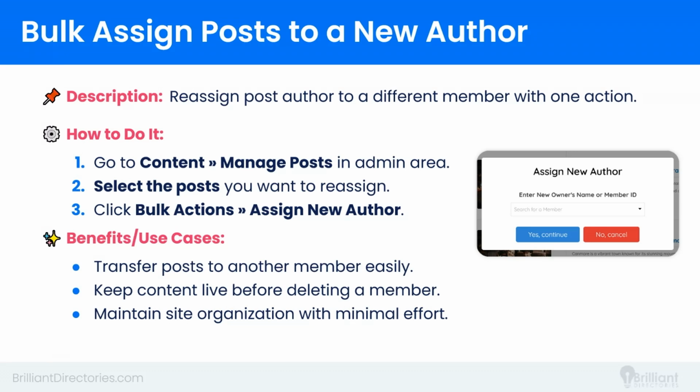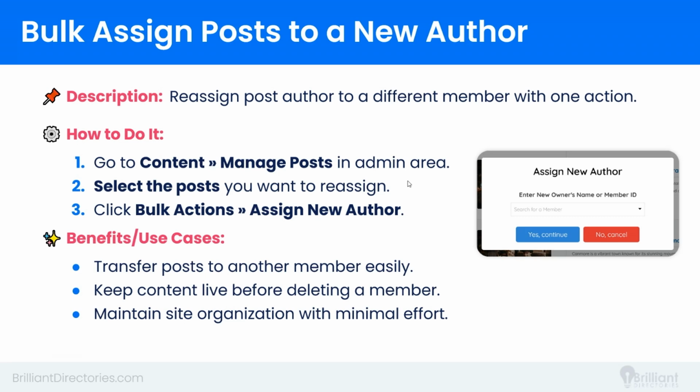So you can just quickly reassign the author of specific posts, and you can do it in a bulk action, so you don't have to go one by one. You can do multiple posts at the same time. It's real simple. You just go to content and then manage posts in your admin area. You check off the posts that you want to reassign the author, and then you go to the bulk actions drop down, and then you just assign the new author.